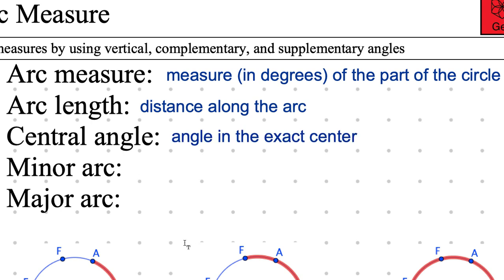The best way that I can describe the difference between a minor and major arc is the minor arc is small and the major arc is big. Specifically, what I mean by small is it's less than 180 degrees. And this one's going to be big, or greater than 180 degrees.